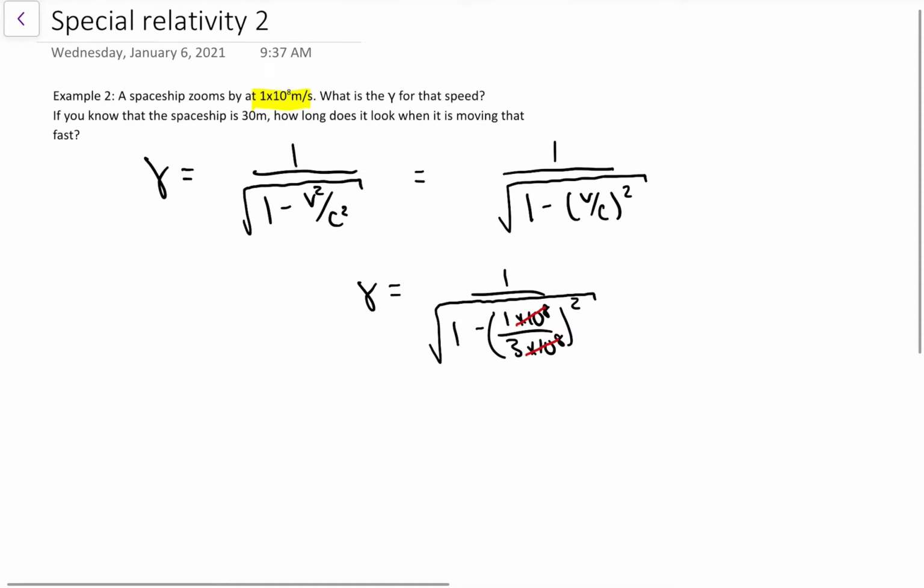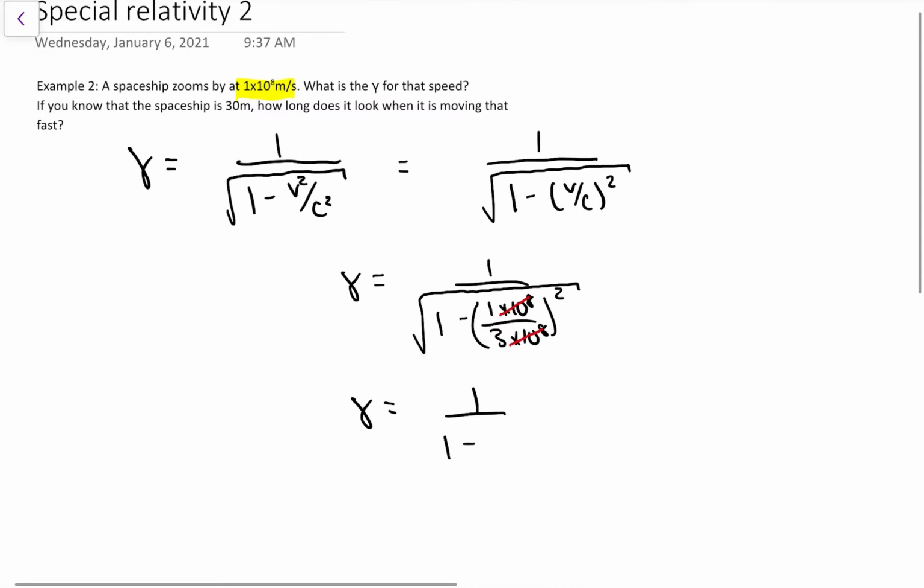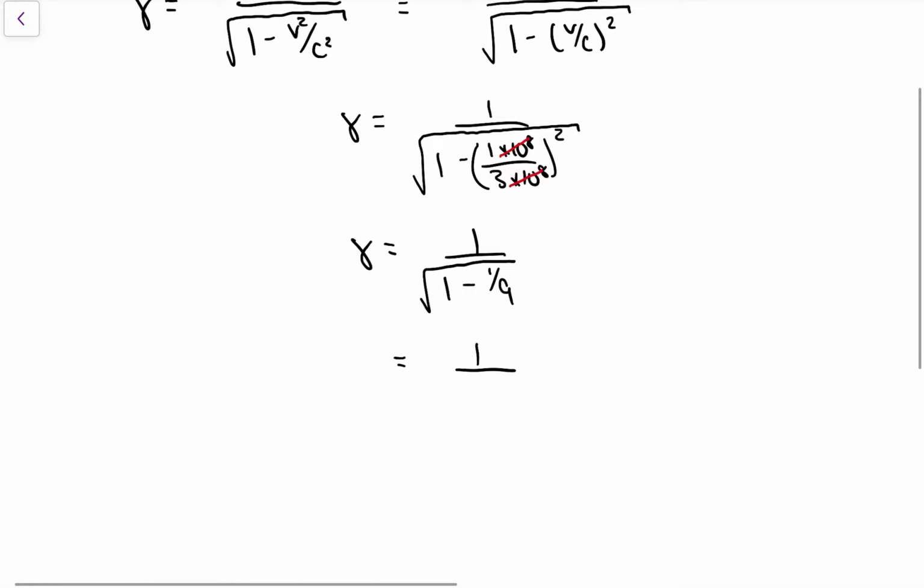So really what I've got is gamma equals 1 over the square root of 1 minus 1 over 3 squared. 1 over 3 squared, I can do that in my head. That's 1 over 9. I can still do a little bit of math in my head. 1 minus 1 over 9 is 8 over 9, all under the square root sign. I've got a fraction on the denominator of a fraction, so I can flip things around. That's the same as the square root of 9 over 8.